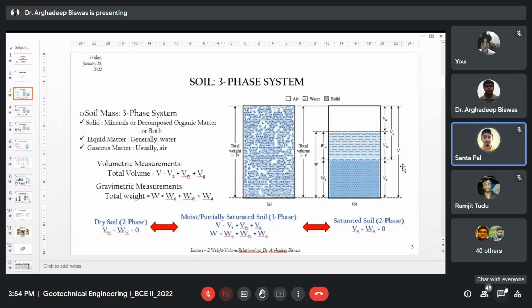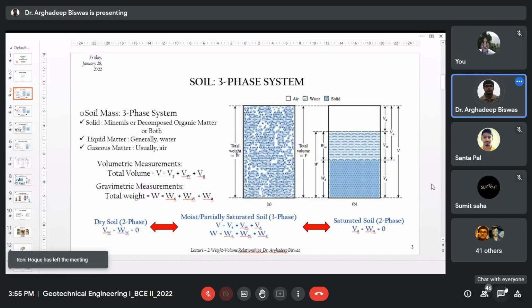Just to make this particular figure clear, close your eyes and think we have three constituents like a simple biryani: the solid part, the rice; the water part, the mutton; and the aloo, that is your air. The entire nomenclature, the entire ABCD, will be based on these three only: VS, VW, VA, and WS, WW, WA. The entire soil mechanics, every definition and every lettering, is based on this particular slide only. Please make it perfect, so that whenever you close your eyes, you can visualize this one.